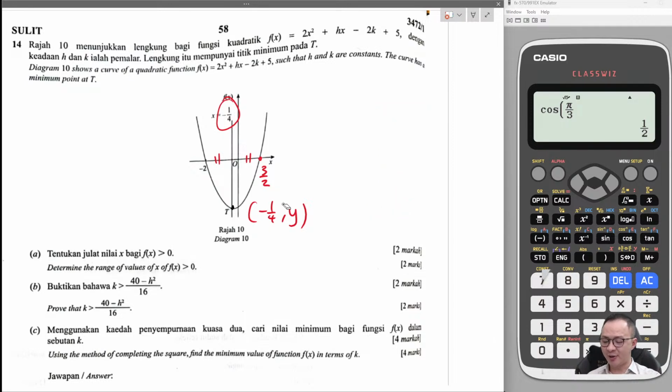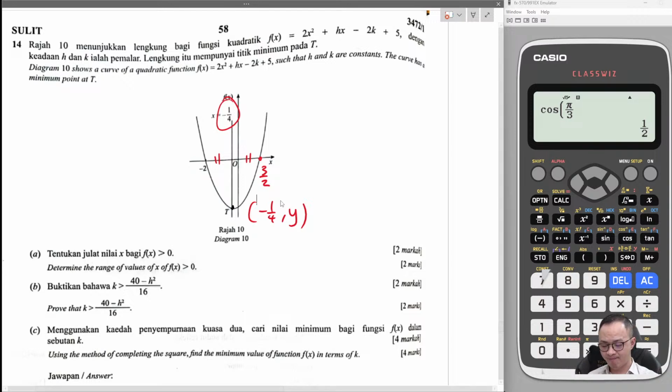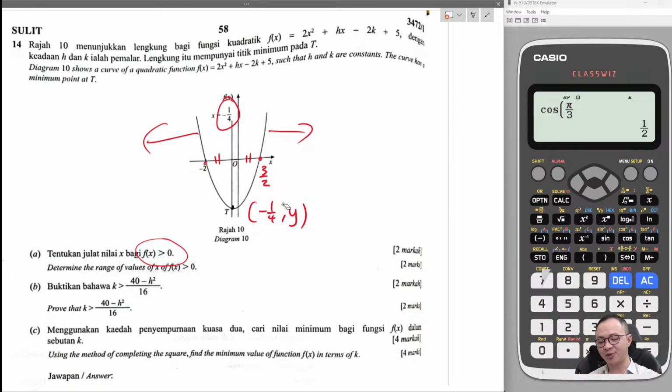But anyways, let's see what the question really wants us to do. Determine the range of f(x). Determine the range of x if f(x) is bigger than 0. Okay, bigger than 0, yes. They actually want us to go these two directions, right? If above the x-axis, you can see on the x-axis, you get x equals -2, right? So your x value will be less than -2. And then you can see this one x is 3/2, right? So x will go beyond, bigger than 3/2. Done.